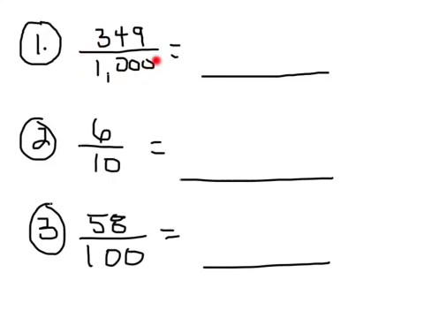Since our denominator is thousandths, we need to make sure this 349 gets to the thousandths place. So our answer would be like this. Our decimal is here, and to the right of that 3 tenths, 4 hundredths, and 9 thousandths. So to read this, you'd say 349 thousandths. That's our answer for number 1.